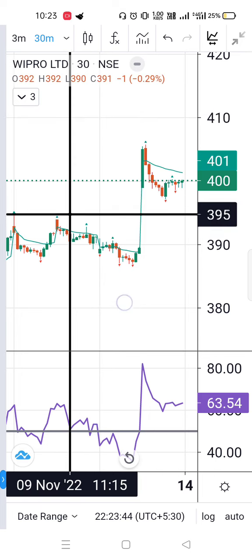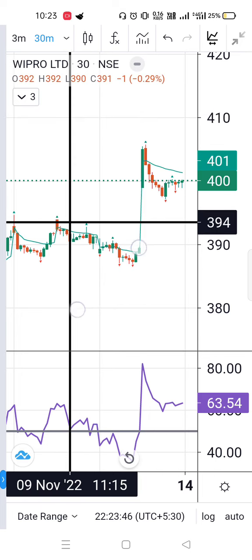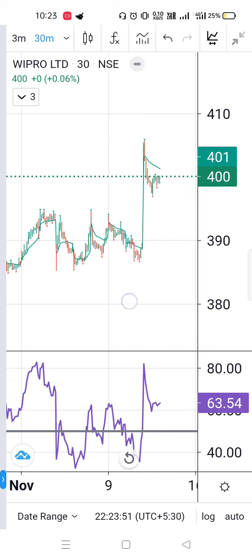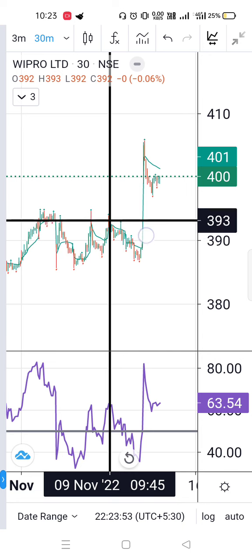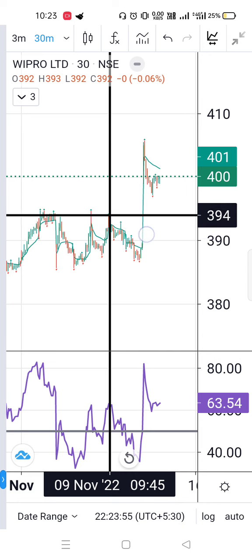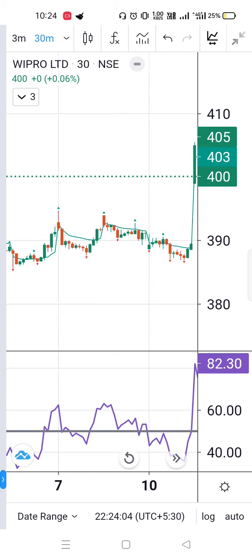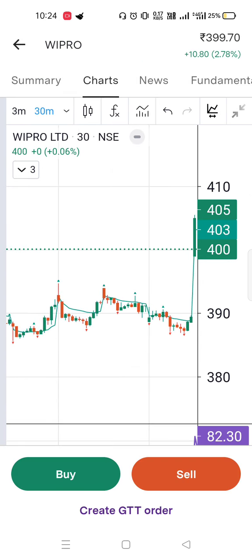So it was consolidated for 3 days. Can we minimize and see how the momentum was taken? If the gap up is there, my suggestion is don't execute the trade, because it is overvalued. So it's better to avoid the trade in the case of Wipro.